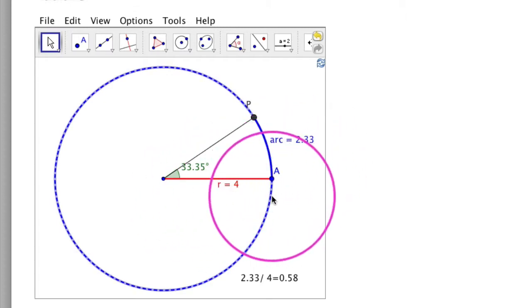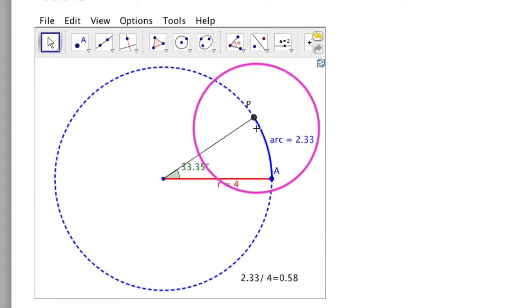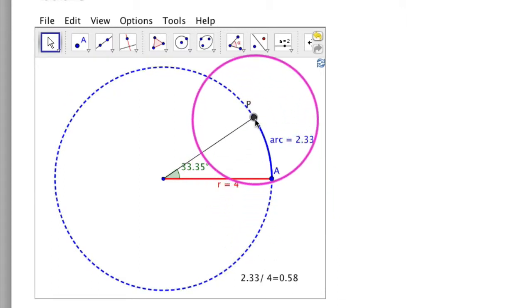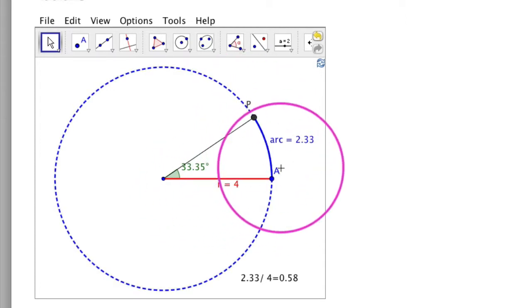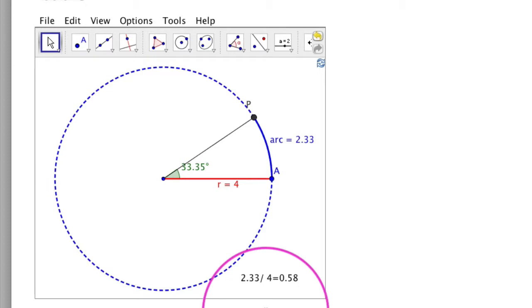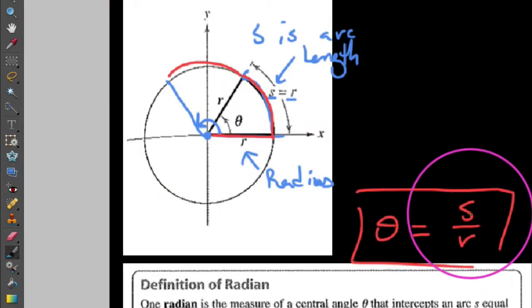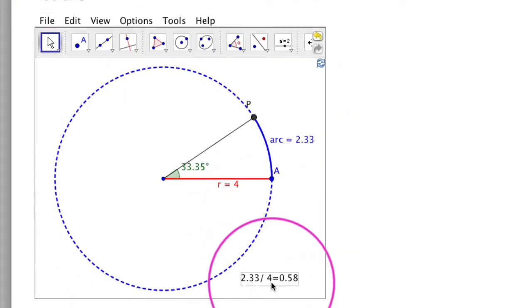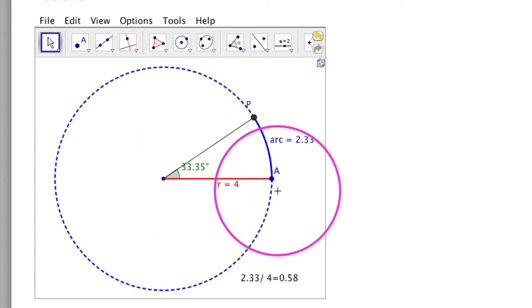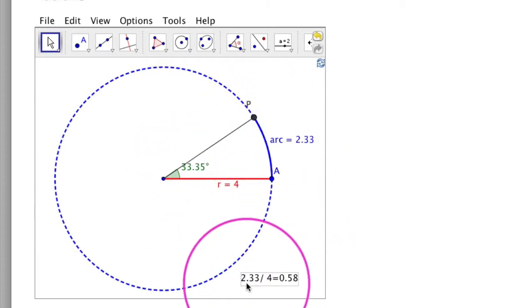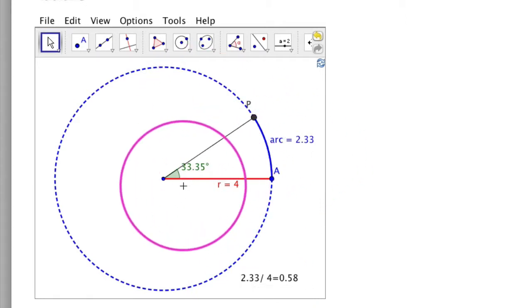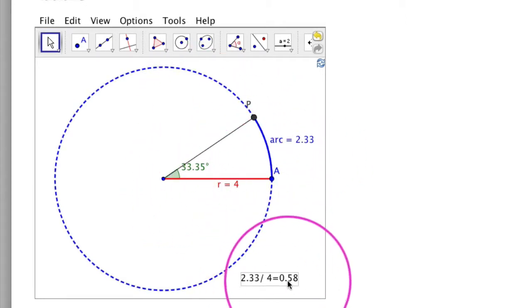Considering that the radius is of length 4 here exactly, in general it would just be r. I want to know how many times this radius fits into this arc, because that gives me the radian measurement. In this little box, I'm taking the arc length, which is our S, and dividing it by 4, the length of our radius. I'm really asking how many times the radius passes into this arc length, and 4 goes into 2.33 about half of a time.